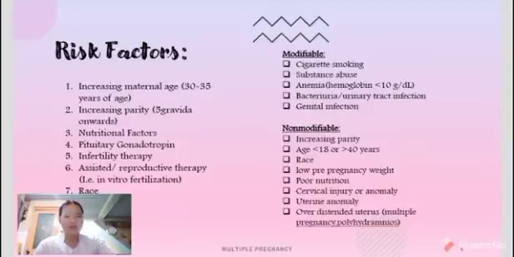For the risk factors of multiple pregnancy, we have increased maternal age, for example 30 to 35 years of age. Next, we have increasing parity, for example gravida 5 onwards.